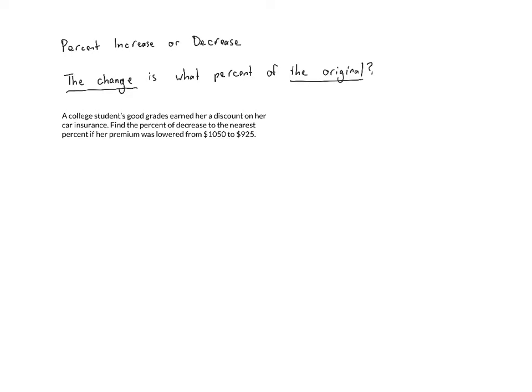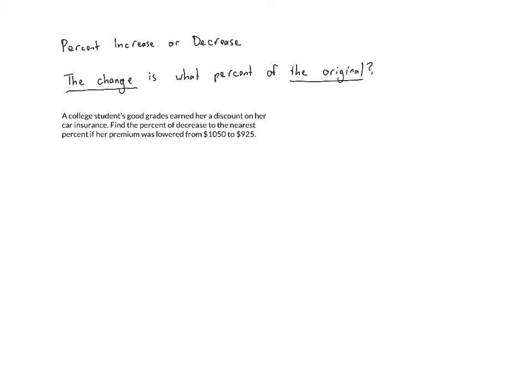A college student's good grades earned her a discount on her car insurance. Find the percent of decrease to the nearest percent if her premium was lowered from $1,050 to $925. Here, we're going to need to set up the percent equation, starting with the change being a certain percent of the original. Now, we're not told directly what the change was. We were told the original price and the final price. To calculate what the change is, we have to find the difference.